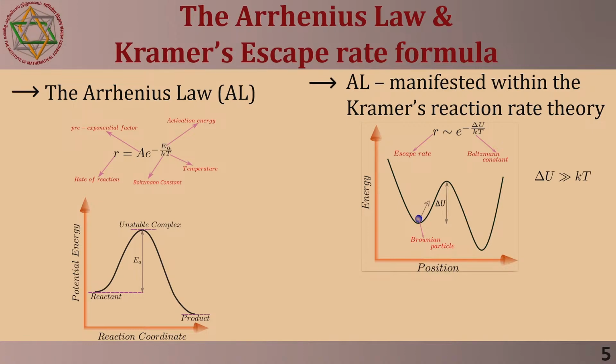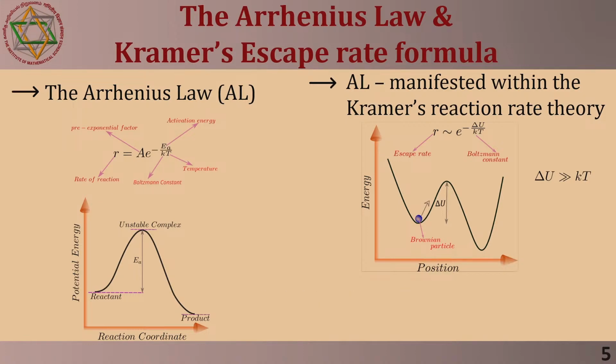If you see the resemblance between these two formulas, it at once establishes the diffusion model of chemical reaction given by Kramers. You only have to identify the height of the barrier here with the activation energy barrier in the case of a chemical reaction. Because of this similarity, I will henceforth use the terms Arrhenius law and Kramers escape rate formula interchangeably in this talk.